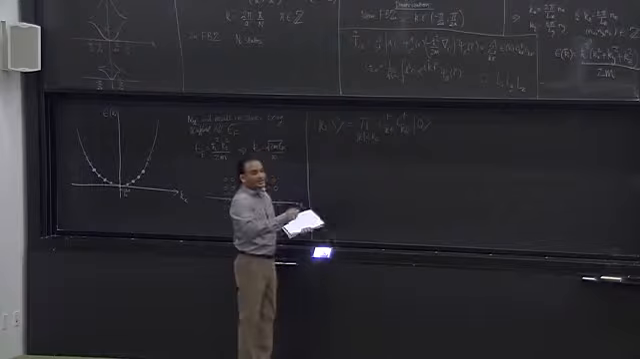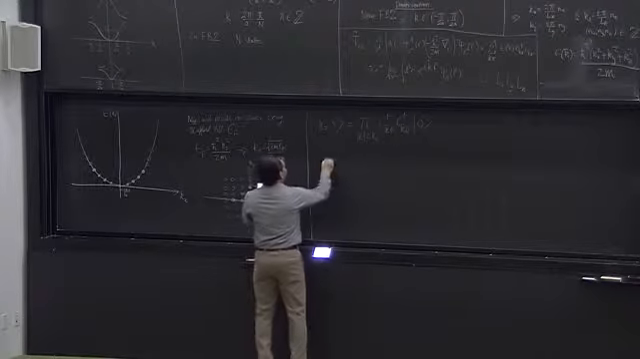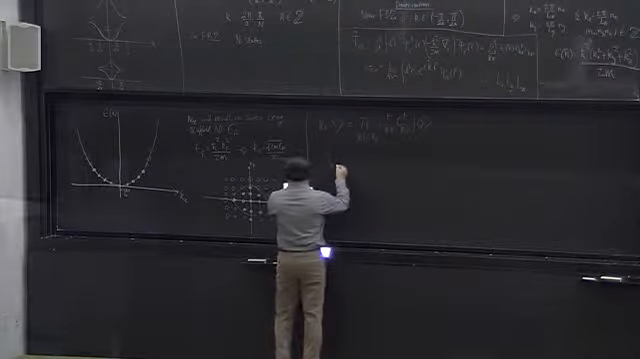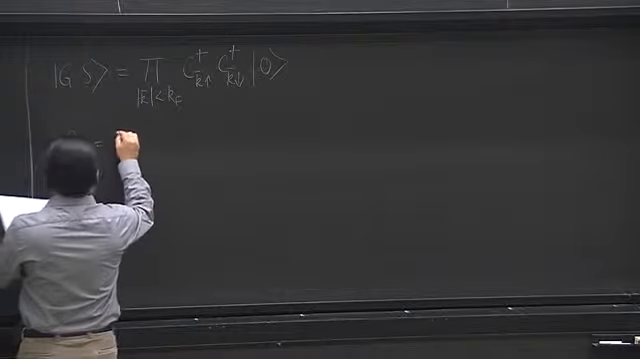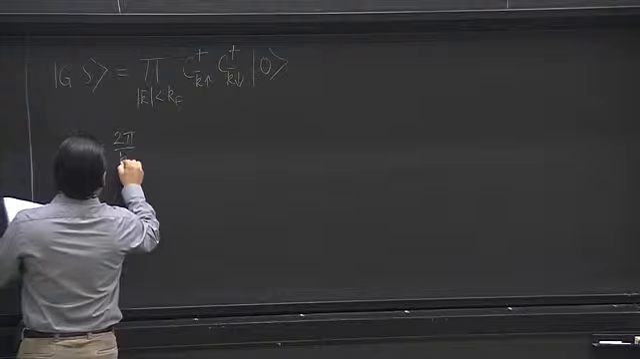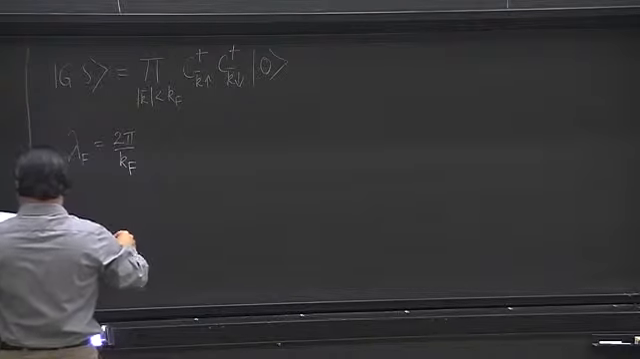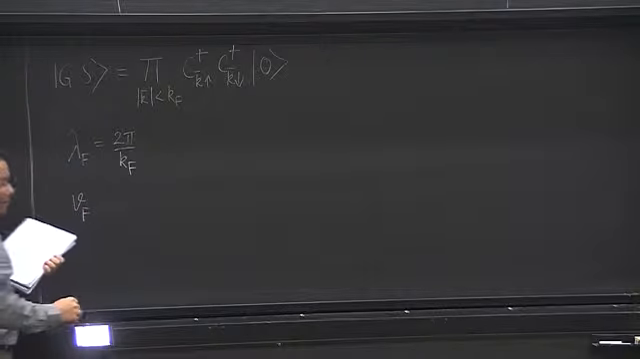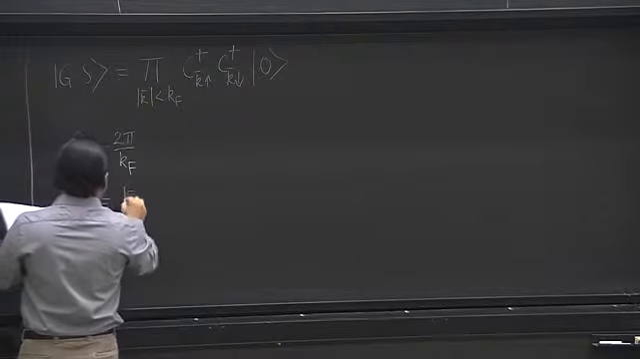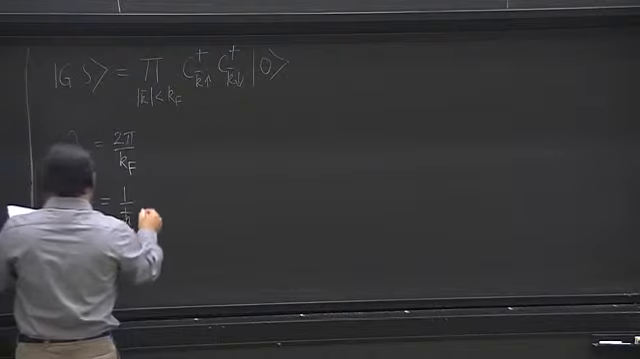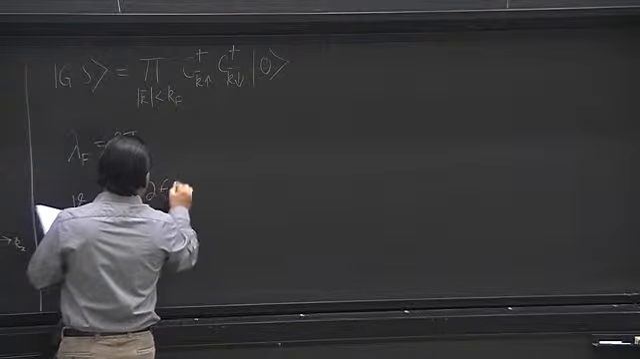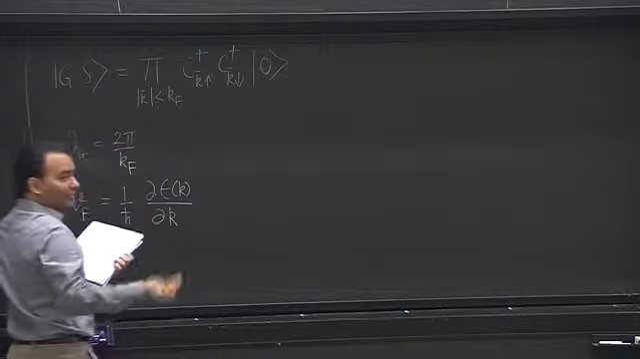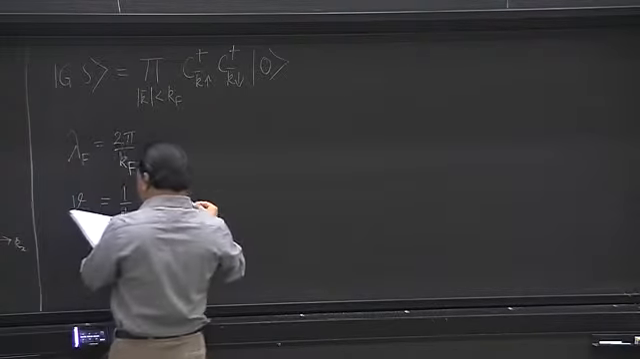Corresponding to this wave vector kf, you can define some other quantities. One is called the Fermi wavelength, which is defined as 2 pi over kf. You can also define the Fermi velocity, Vf. This is simply defined as 1 over h bar times the derivative of the dispersion relation with momentum.